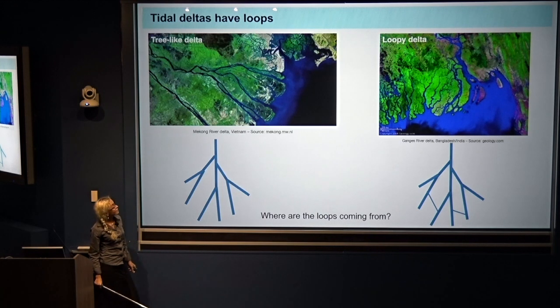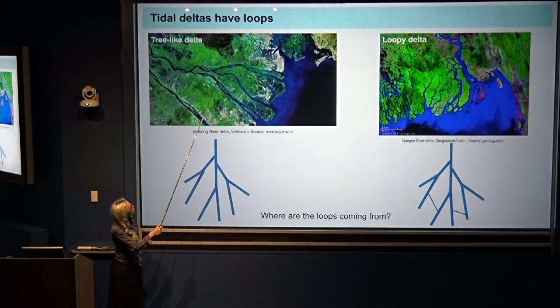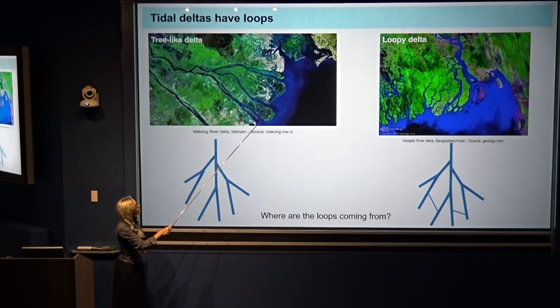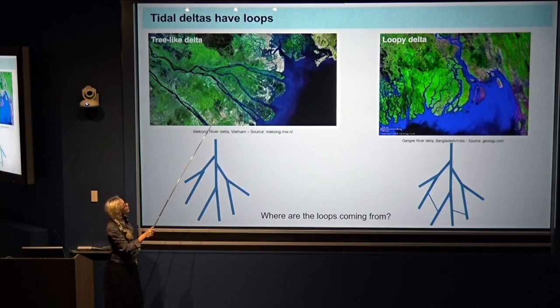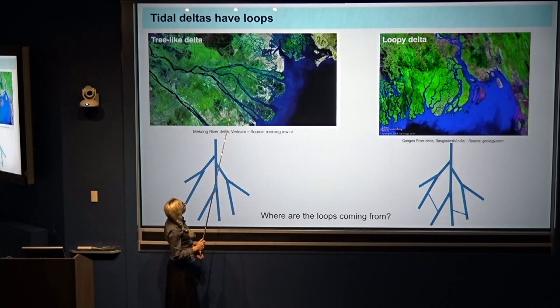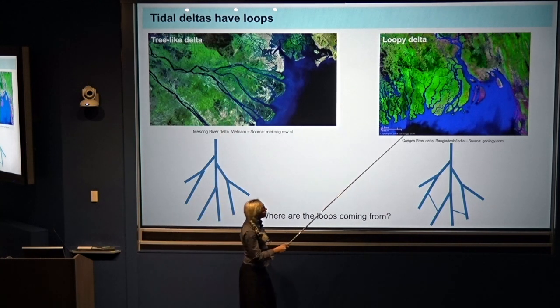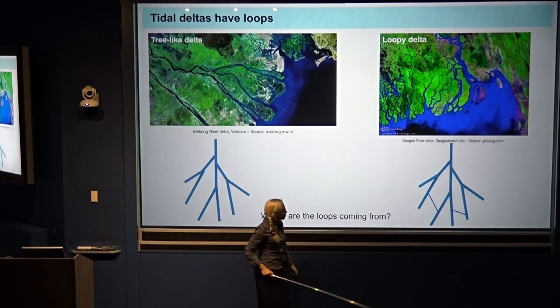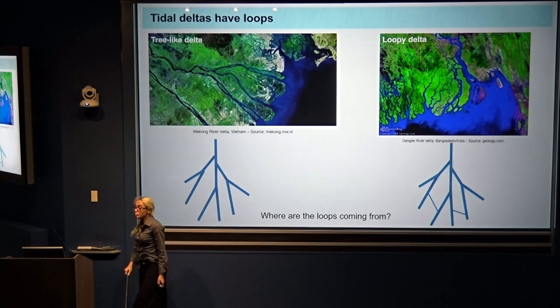Now, what do I mean by loops? So this is a tree-like delta. This is the Mekong River. And you can take a boat, and you can go here, and then you can go in this big water reservoir, sea, let's say, and you can go back up. Is that an island? We'll say no, because in our definition of an island, you have to stay in fresh water only. So this doesn't really have islands that are meaningful, whereas if you go here, you do have islands. So where do these loops come from?